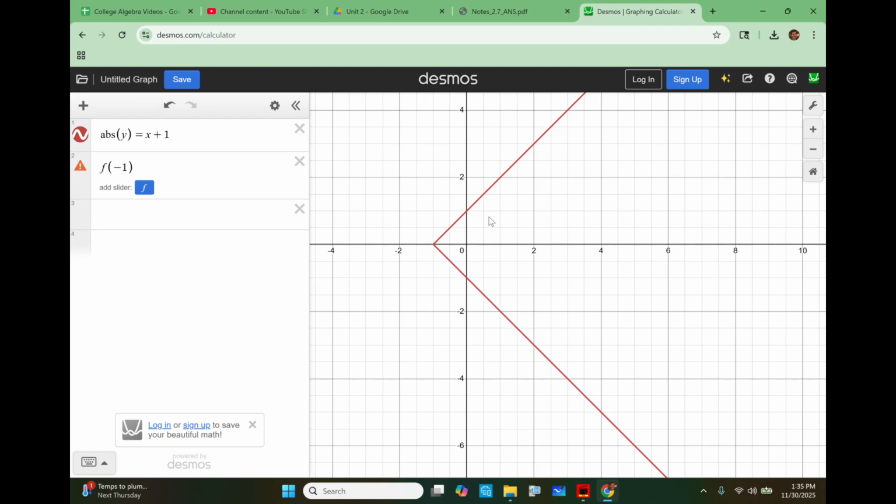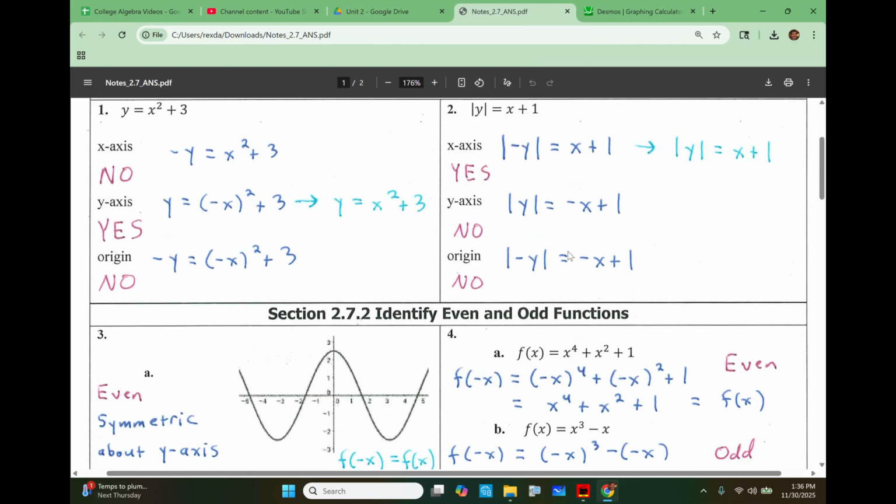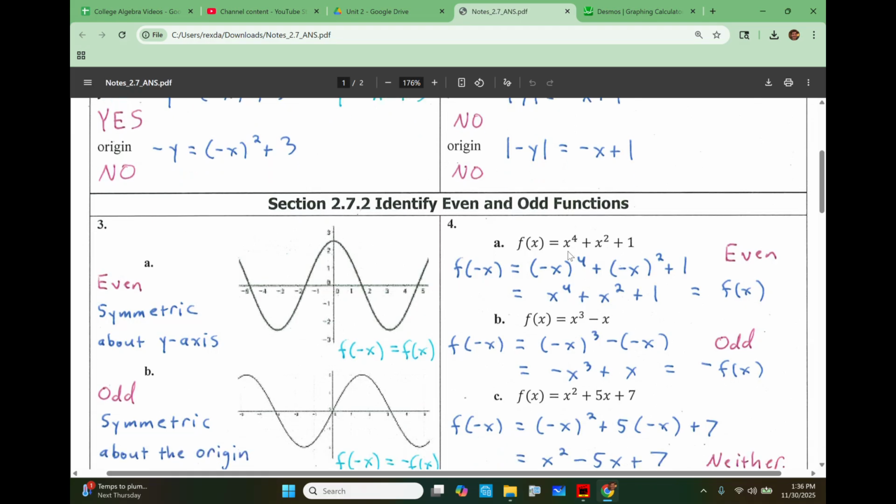I'm not seeing any y-axis symmetry because I'm not seeing, if you fold it over the y-axis, it folding on itself. And I'm not seeing origin symmetry because if you flip this, instead of a v opening right, it would be a v opening left. So this graph, absolute value of y equals x plus 1, only has x-axis symmetry, which is what I proved right there. Okay, so now we're looking at even and odd functions.